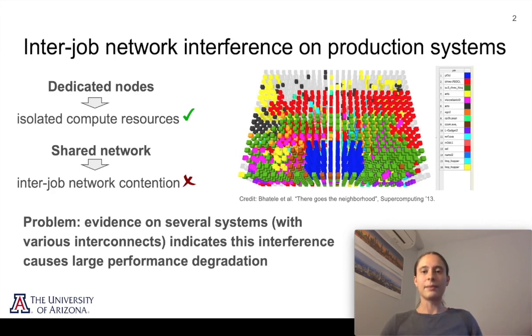Now, in this work that this image comes from, and in plenty of subsequent research, we've seen that this inter-job network interference can lead to significant performance degradation for jobs, and hence significant performance variability. So we need some solutions to mitigate the effects of inter-job interference.